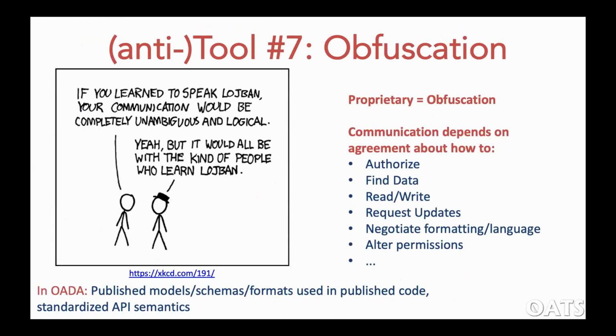So that's nice. Then I have this one listed because every time you make an integration, this one comes up, and it's the thing that stops you all the time. So I call it an anti-tool. Which is obfuscation, or in other words, if you have a proprietary API or you don't publish your data formats and your trees, like how your API is structured, you've effectively created something that can't achieve data privacy goals because nobody can get the data to move the way they want. So you have to have some level of agreement on how we authorize, find data, do reads and writes, request updates to data from the other side, negotiate our languages and formats, and alter permissions and so on. So this is one of the things that OADA provides as well.